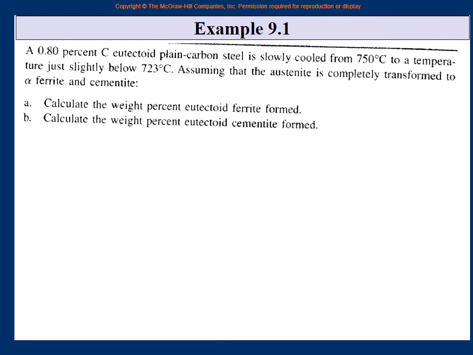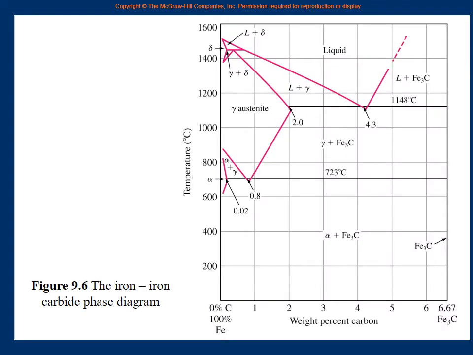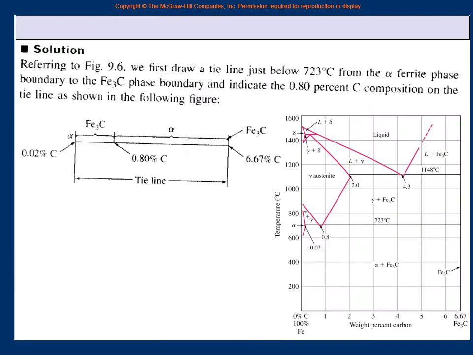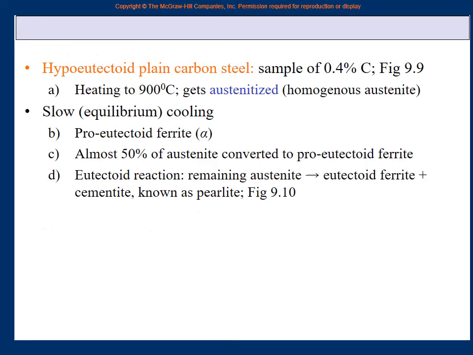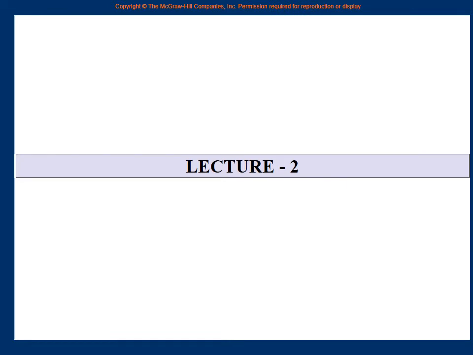We did an example, finding the weight percent of the eutectoid ferrite and the weight percent of the eutectoid cementite. We explained it on the graph here. We did the calculations, drew the tie line, and explained how the tie line works just above the temperature and just below the temperature, and we showed you the final results. We just started this slide, but we told you that this is a new topic and we will cover it next time. So here we are in lecture 2.